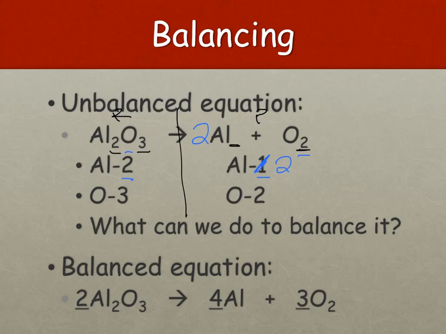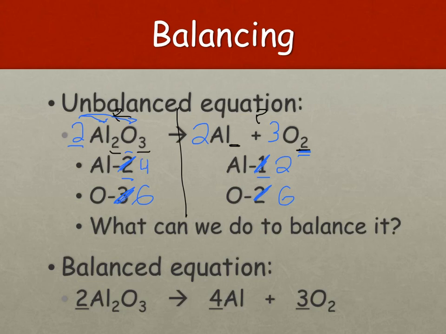So how do I get from 2 to 6? Multiply it by 3. So that changes this one to 6. How do I get from 3 to 6? Multiply it by 2. That changes this to 6. But what does it also change? Notice I put a coefficient. A coefficient multiplies by everything in the problem. So it distributes to the oxygen. It also distributes to the aluminum. So that changes aluminum to 4.